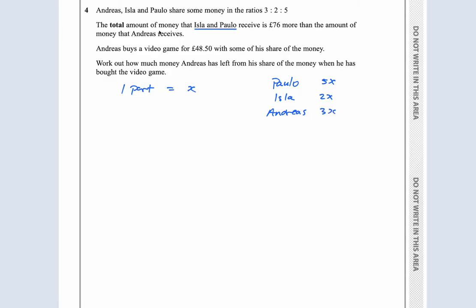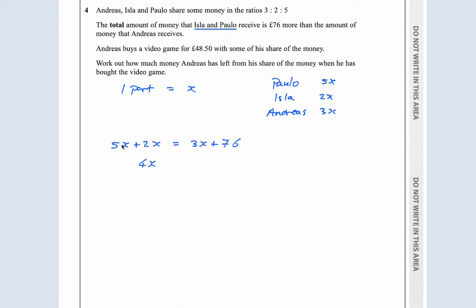Now it says the total amount that Ayla and Paolo receive. So that's my 5x plus 2x. So that's the total amount, 5x plus 2x, is 76 more than the amount Andreas receives. So this is equal to what Andreas receives plus 76. So think about that. To make it equal, I have to add the 76 here because this is more. So to make it equal, I'm going to get this smaller amount and add on 76. Now they're equal. Then I can do 5x plus 2x is 7x minus 3x is 4x.